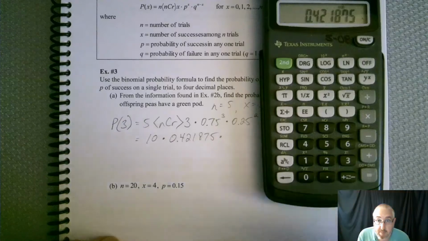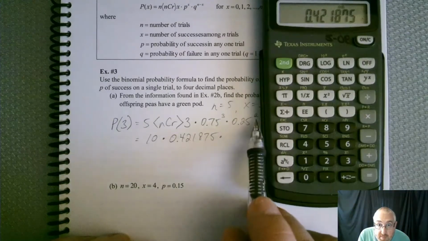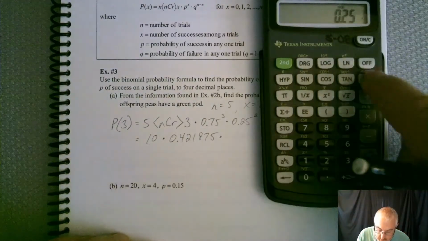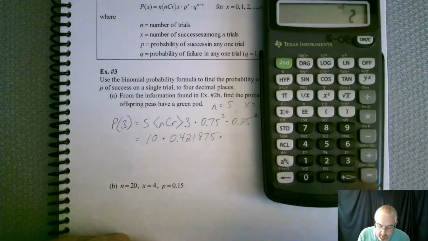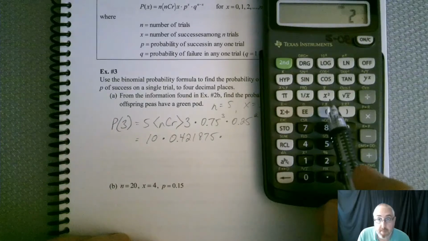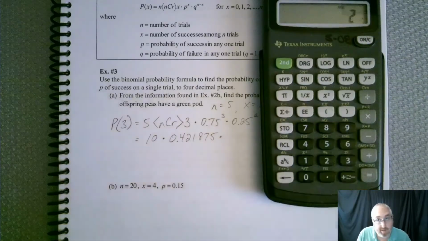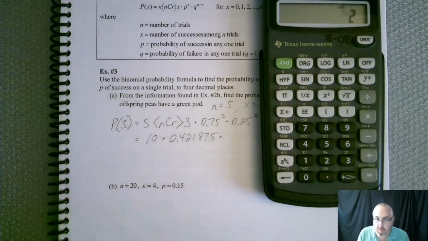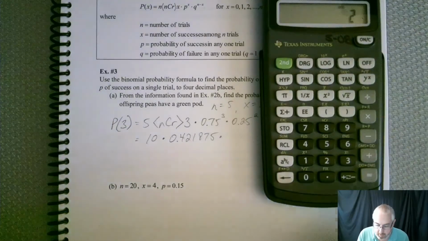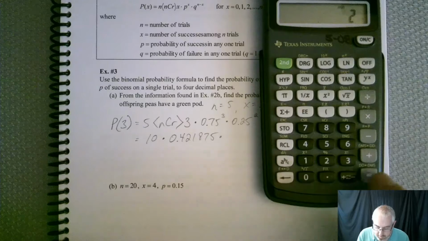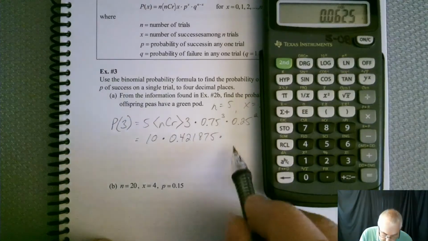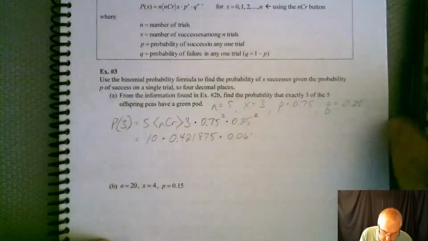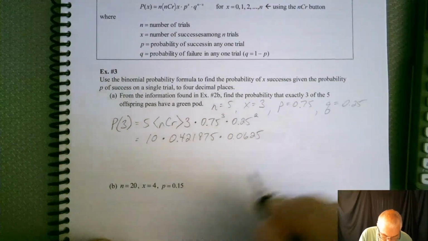And then the last piece, again, it's hard to see, but it's 0.25 to the second. So 0.25 raised to the second power. Now I could have used the x squared button because it's only an exponent of 2, but again, try to get into the habit of using that y to the x button. And it might be reverse lettering on your calculator, but it should be in there. So that equals 0.0625.